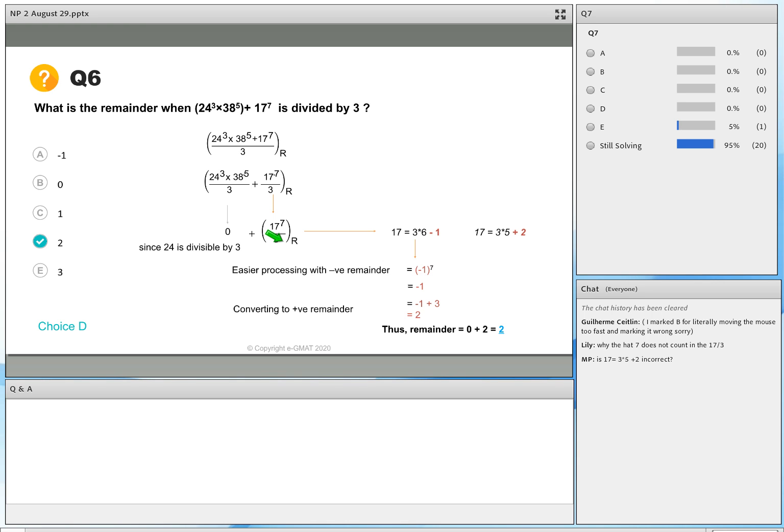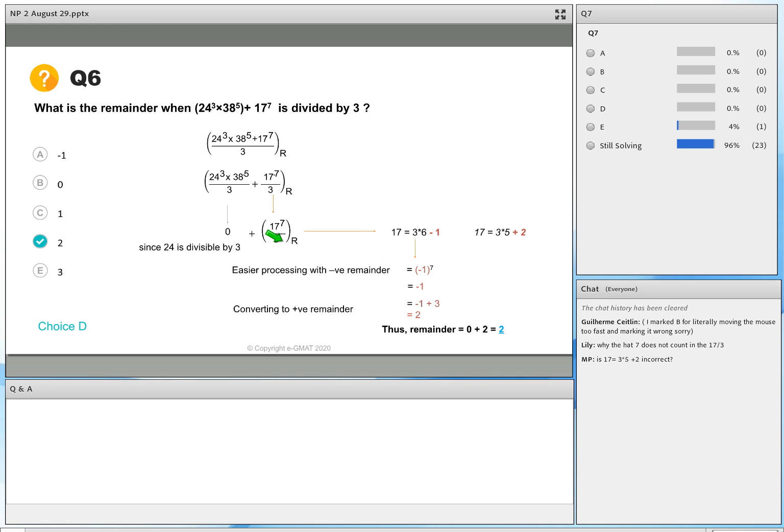Why does the power 7 not count in 17 by 3? Well, what is the power? It means 17 times 17 times 17, and so on. You're multiplying 17 with itself 7 times. And you saw that when it is multiplication, you don't actually have to multiply all of those numbers. You can find remainders of each of them and multiply the remainders. So that's why the multiplication was happening 7 times.